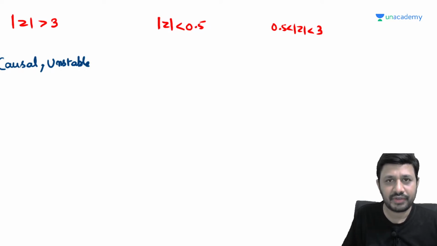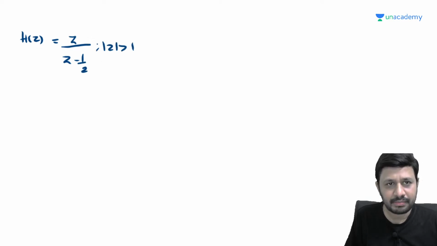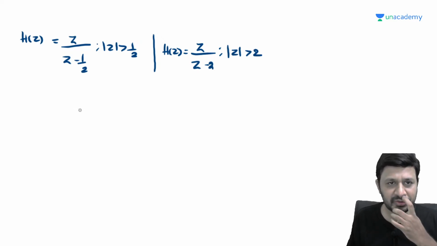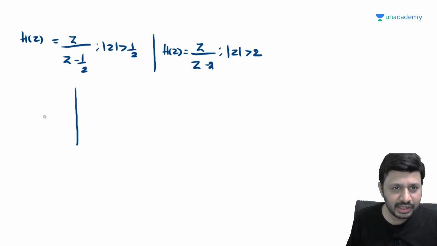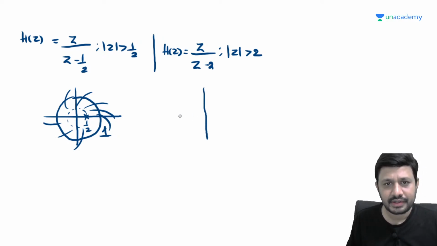For example, look here, if you have any doubt, suppose I have a system function like this, z upon z minus 1 by 2 for mod z greater than 1 by 2. I have one more system function like this, z upon z minus 2 for mod z greater than 2. Now if you try to plot the ROC, take a unit circle, the pole is located at 1 by 2 along the real axis. So the ROC is mod z greater than 1 by 2, meaning it definitely includes the unit circle. The ROC is crossing the unit circle.